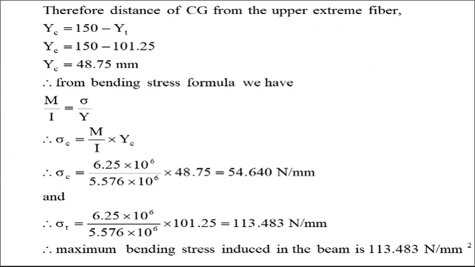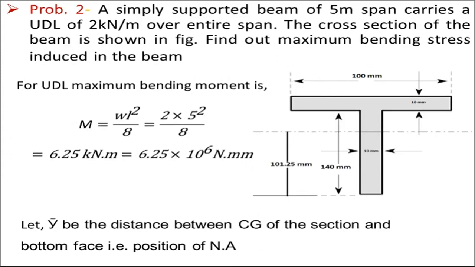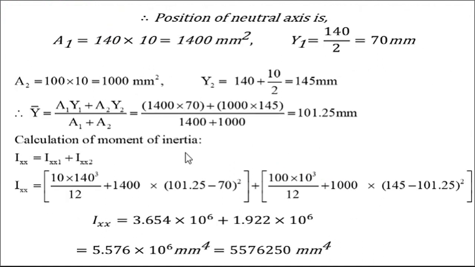So h means the distance of this web section from the neutral axis. So what is the distance between the neutral axis and the centroidal axis? The centroid of this web is at half of the total height 140. If you divide by 2, you will get 70. The neutral axis from the bottom face we already determined, it is 101.25, and the centroid is at 70. So h is the difference between the neutral axis and the centroid of the section. So here it is written 101.25 minus 70 whole square, that is h square.